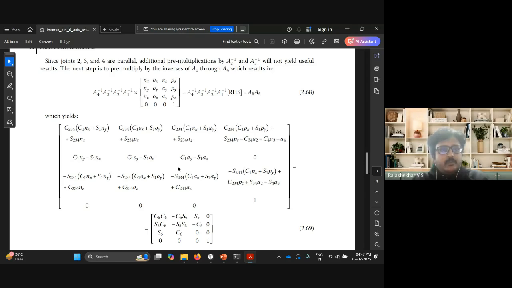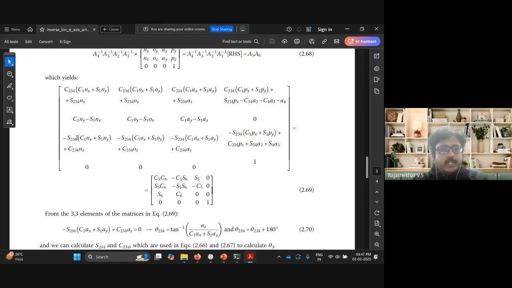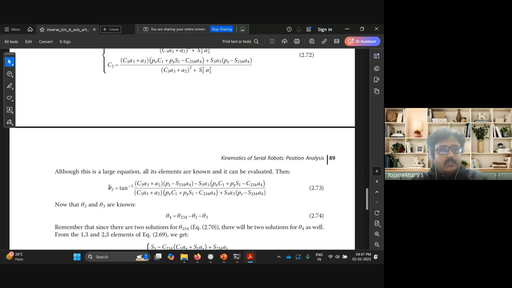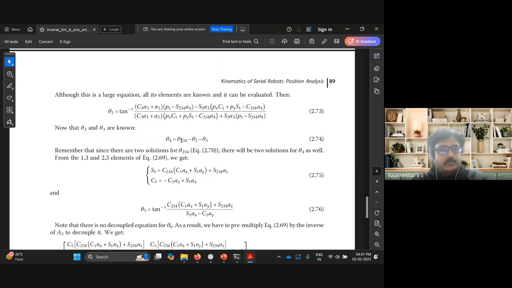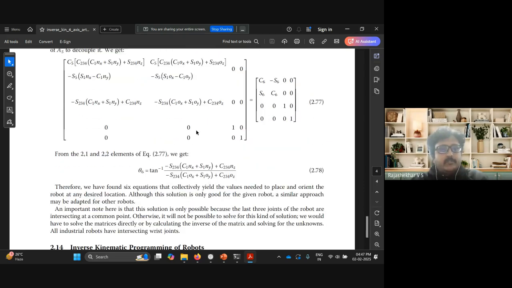And similarly, for theta 5, the transformations of the fifth link and sixth link are on one side, but 4, 3, 2, 1 are on the left side, and a comparison is made from which we can get theta 2 and theta 4. Because theta 2 is known, we can get theta 4. And similarly for theta 5, we can get it from the elements 1 comma 3 and 3 comma 2. Two equations are there; we can solve them and get it.